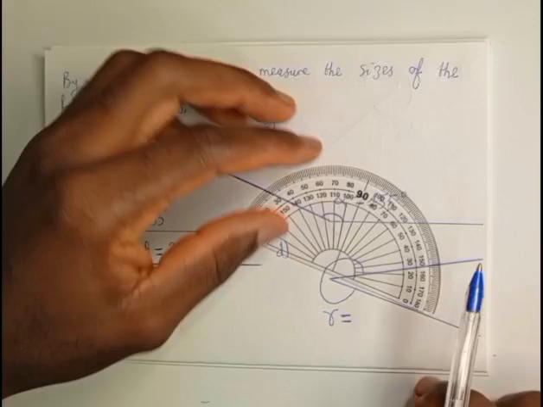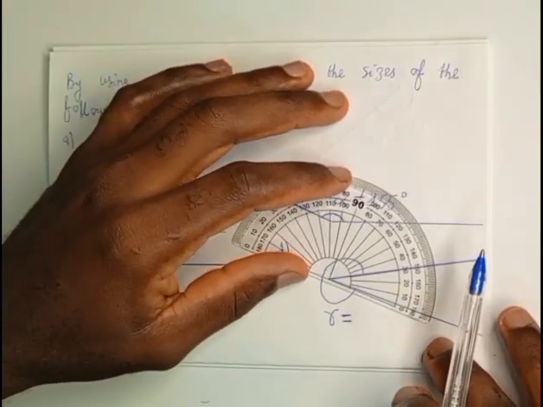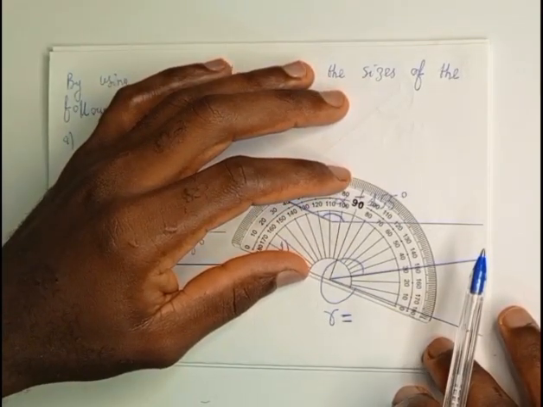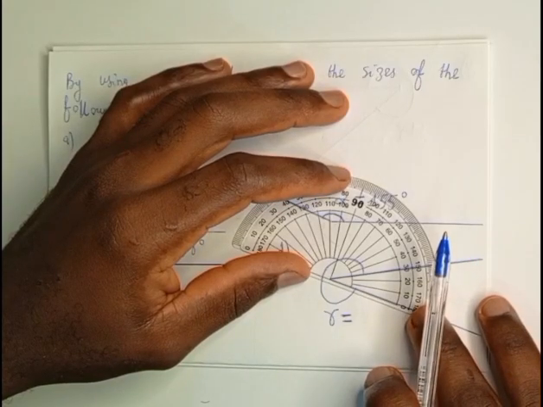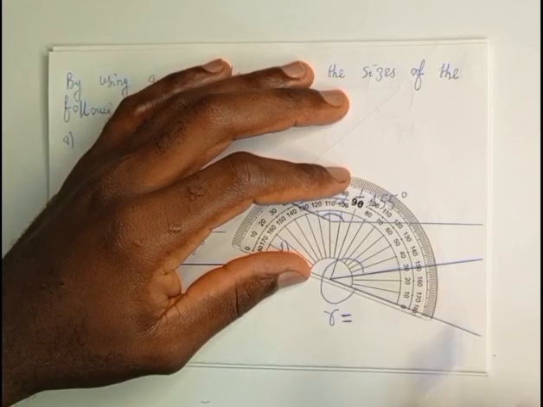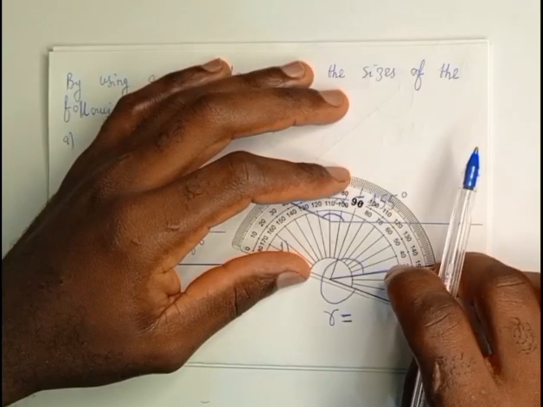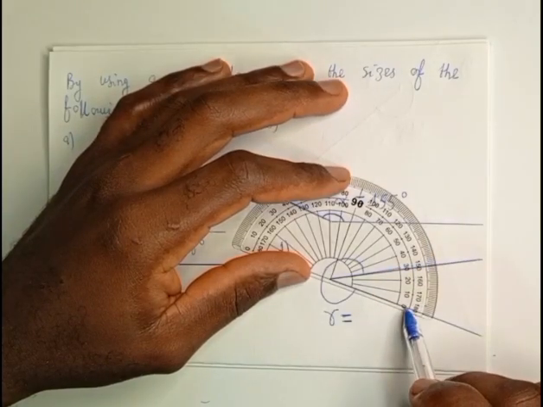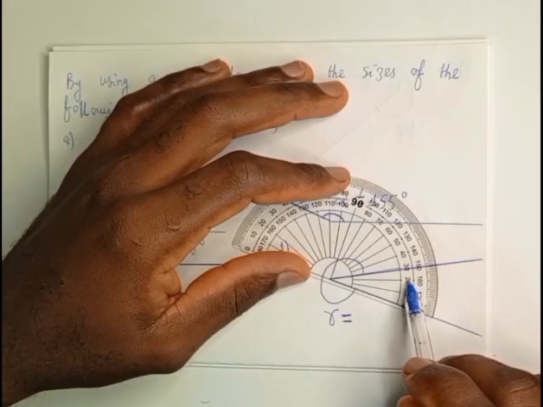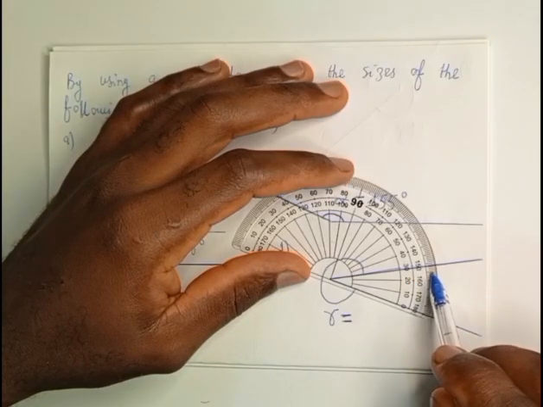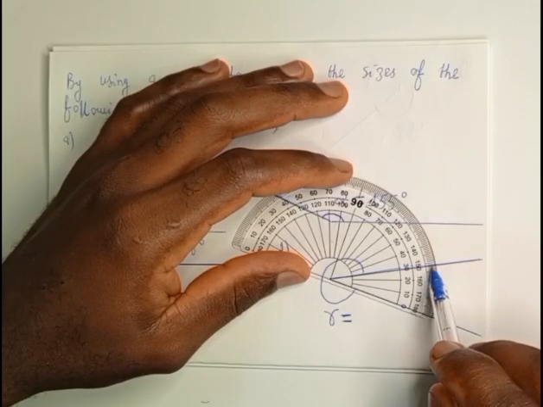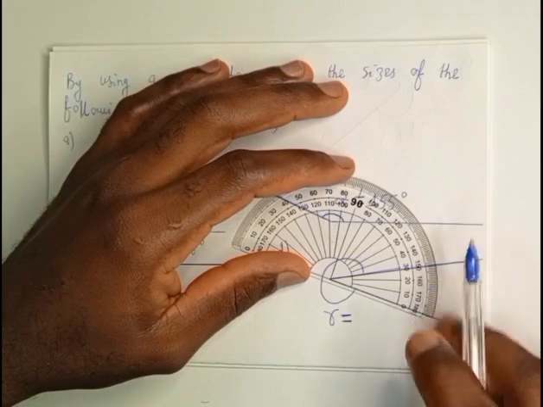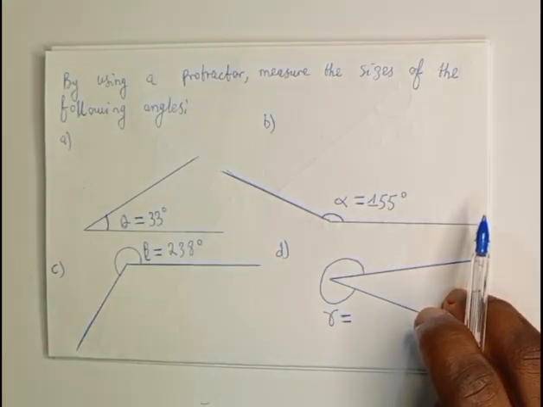We are going to place the initial point of our protractor at the vertex. Then we control the zero mark to lie on one of the arms, the lower arm. Then we read the acute angle. 0, 10, 20. This is 25. From 25 we count 26, 27, 28. The two lines they coincide at 28.